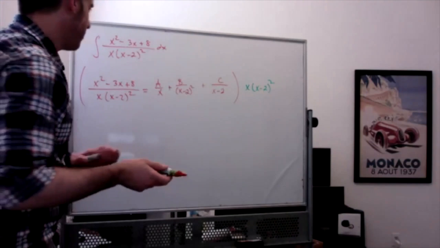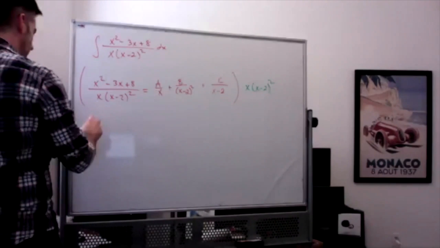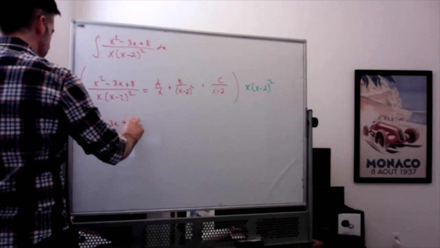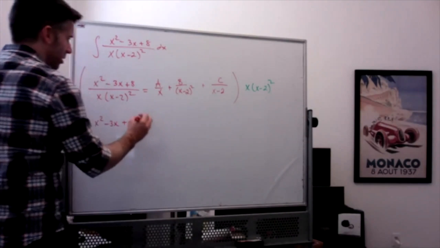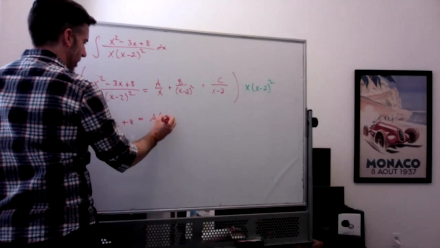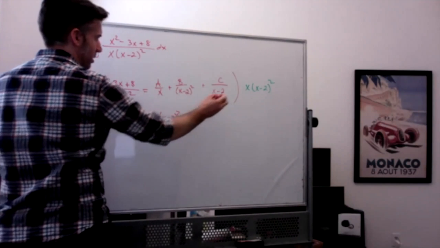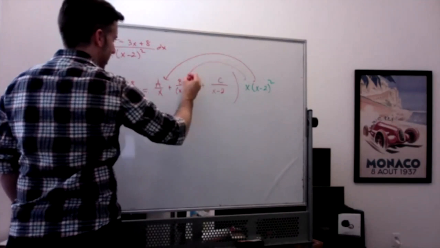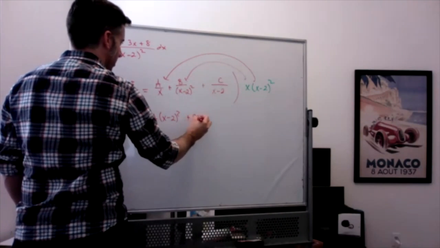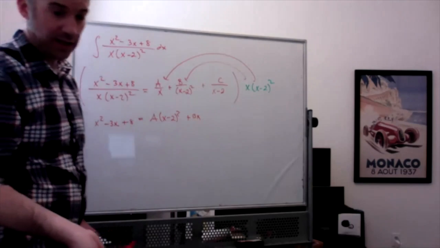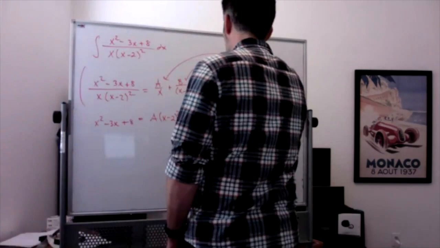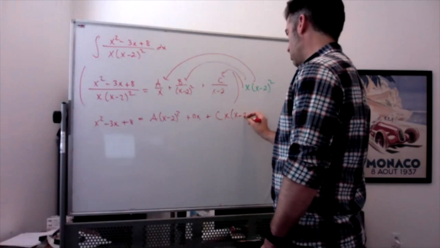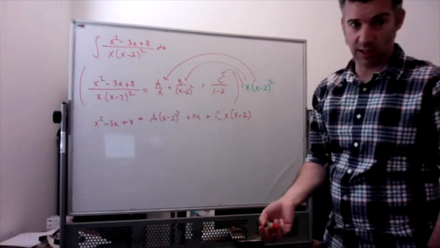So when we do that, we get on the left just x squared minus 3x plus 8. On the right, we get a times (x minus 2) squared, because this times this cancels an x. We get b times x, because the (x minus 2) squared cancels. And we get c times (x minus 2). Only one of the (x minus 2)'s cancels.